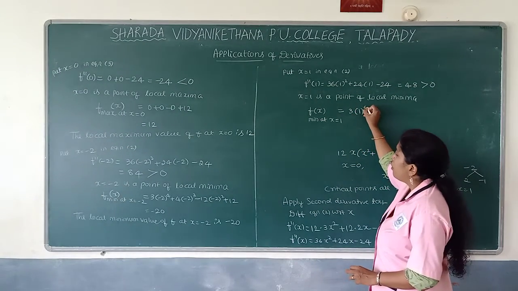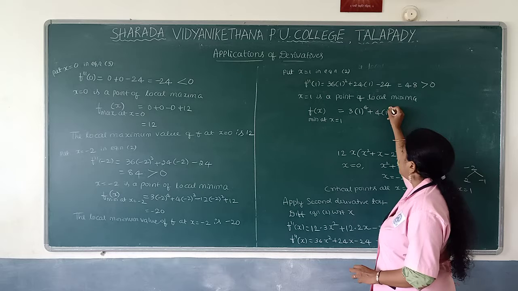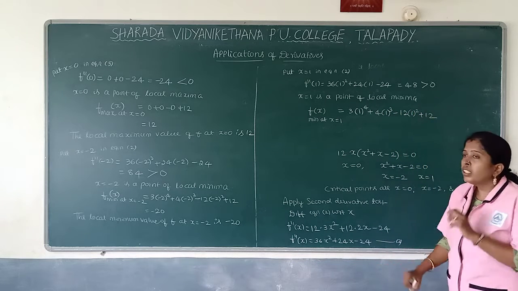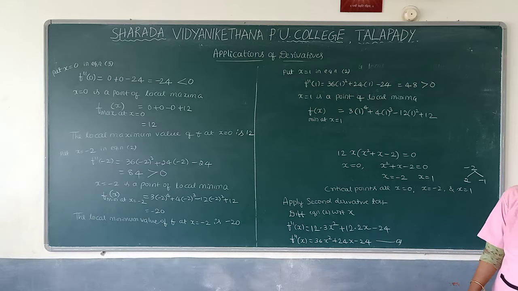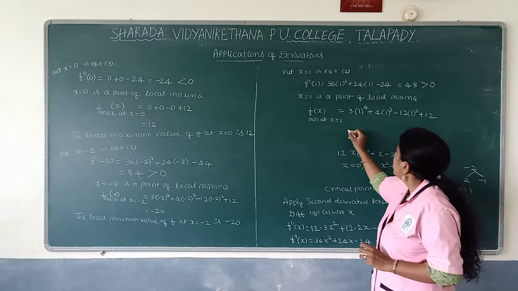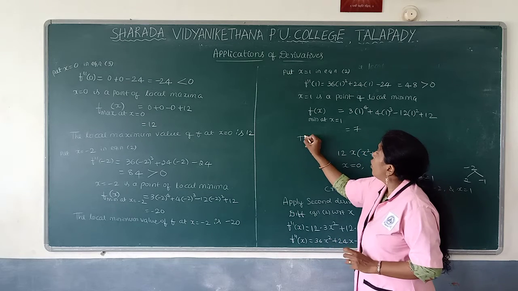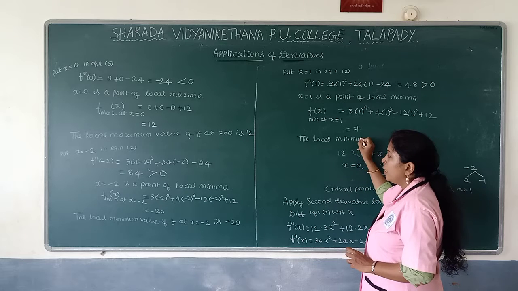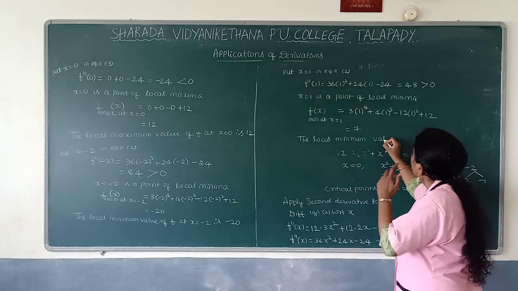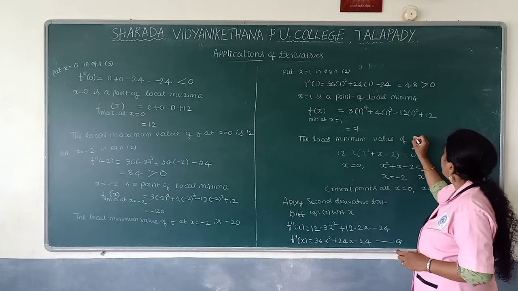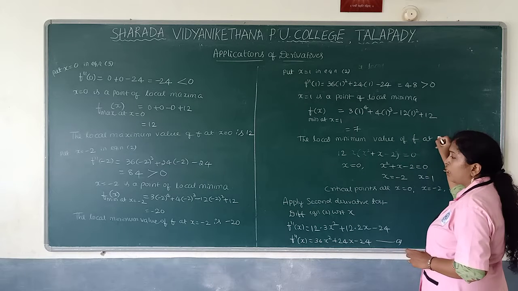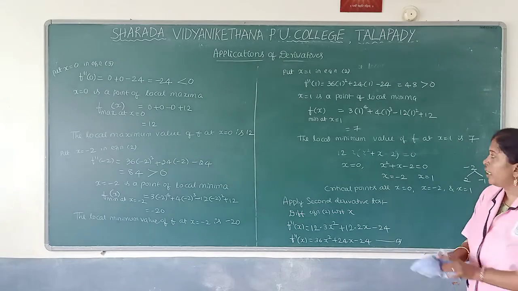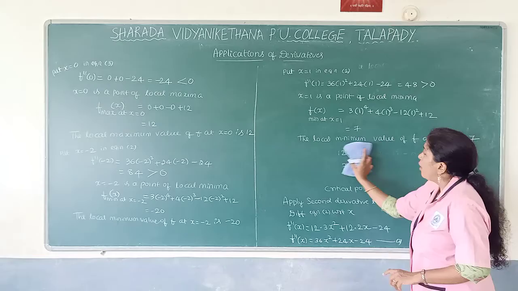3x power 4 means 3 into 1 power 4 plus 4 x cube means 1 cube minus 12 x square means 1 square plus 12. Then we should simplify. We'll get the value f of 1 is 7. Means the local minimum value of f at x is equal to 1 is 7. This is the procedure to check the second derivative test from the function.